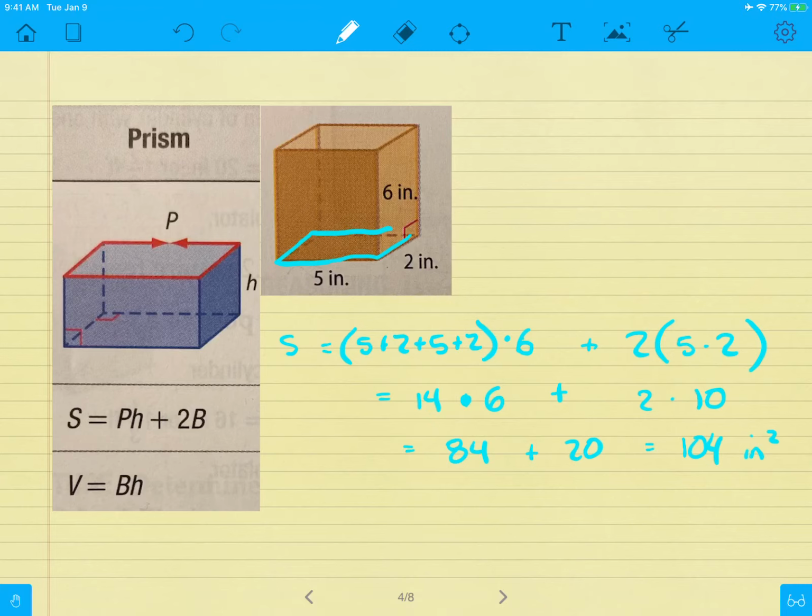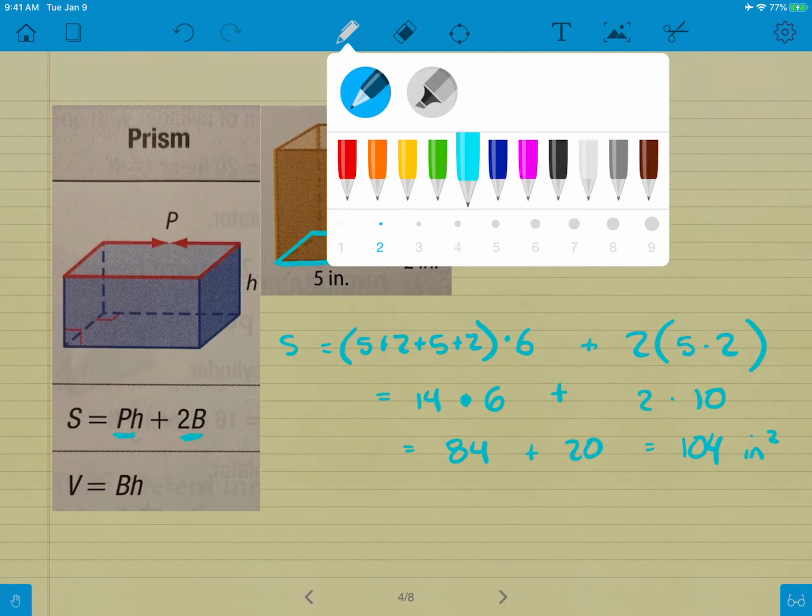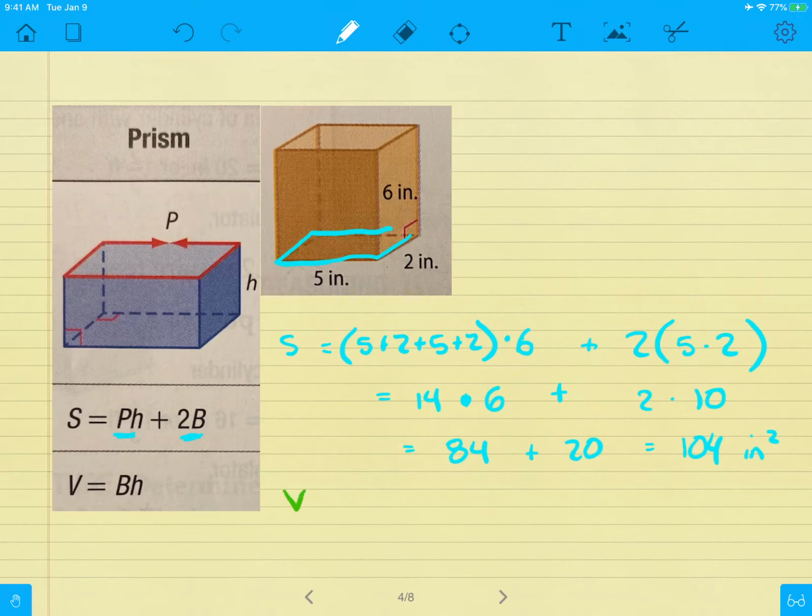So again, the formula I'm using here is I'm taking the perimeter times height and then adding the area of the two bases. That's what the capital B stands for. And again, I'm just getting all these formulas directly out of your textbook or online version. All right, now for volume, let me switch up the color here. So for volume, you're going to take the area of the base, which is 5 times 2, and then you're going to take it times how tall it is. Well, it's 6 inches tall. So if I multiply these, that's 10 times 6, which ends up being 60 cubic inches.